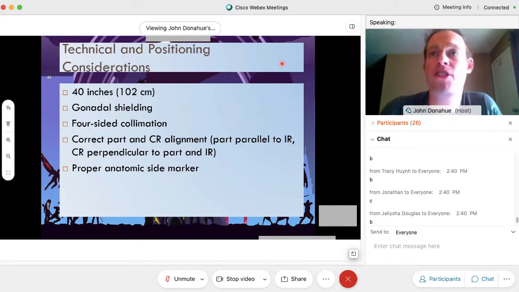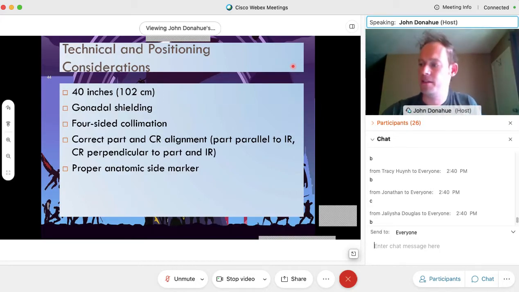Okay, so let's talk about our technical and positioning considerations before we get into positioning here. All of these positions that we'll be hitting in this chapter, every single one of them. In fact, if my memory serves me correctly, every position from here on out to the end of the semester is going to be at 40 inches. 40-inch SID. We will make sure we're using gonadal shielding on all of our x-rays as always, and tight four-sided collimation because we are doing extremity work. If you're familiar with extremities, we want tight collimation to bring the quality of that x-ray up as much as possible. Correct part and CR alignment is going to be very important for these positions. Part parallel to the IR, CR perpendicular to the part and the IR. And of course, our proper anatomic side markers, and we'll review those as we go forward here.